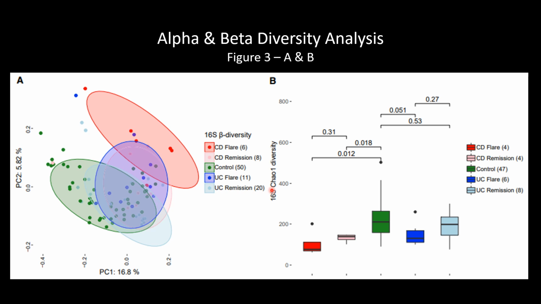Figure B is showing alpha diversity, the 16S Chao1 diversity, richness in bacterial species. This graph shows that Crohn's patients in both flare and remission have lower bacterial diversity than the controls. The Wilcoxon test p-values are 0.012 for flare and 0.018 for remission. Ulcerative colitis patients also showed a decreased bacterial diversity, but the difference is less pronounced at 0.051. This graph suggests that gut bacterial richness is reduced in IBD, specifically in Crohn's.